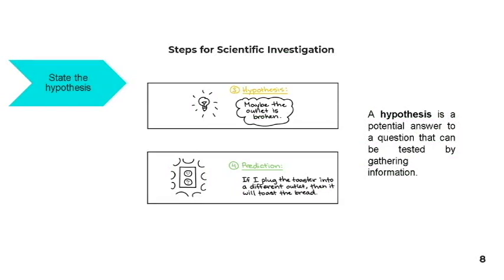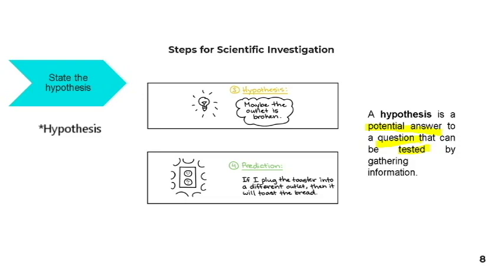Now, next step for scientific investigation, which is to state the hypothesis. So when we say hypothesis, it is a potential answer to the question that can be tested by gathering information. Take note, your hypothesis must be testable. If you cannot test your hypothesis, then do not do it. Because in science, in order for you to make a scientific investigation, your hypothesis must be doable. You can actually do it. You can actually test the different variables present in your investigation. That is your hypothesis. Now let's take a look at the comments.